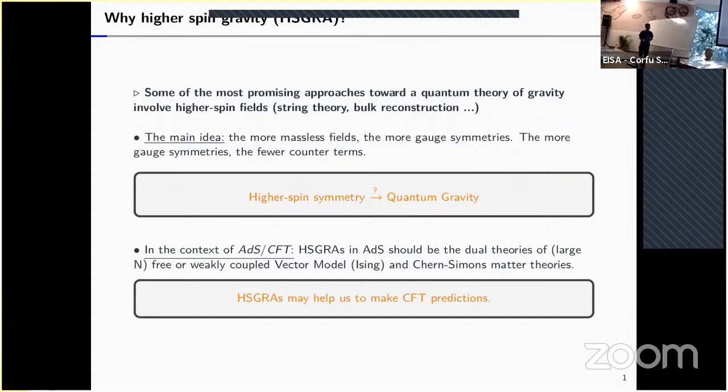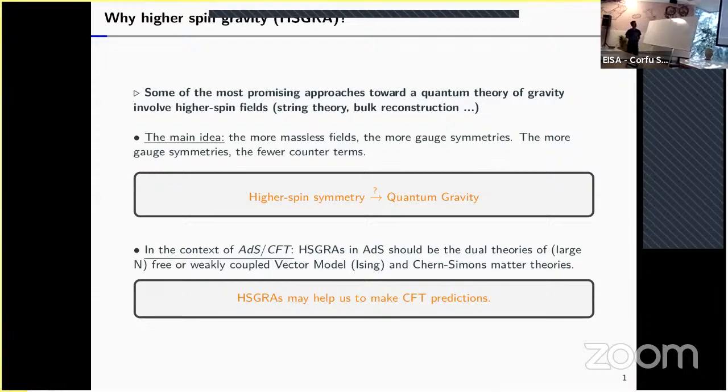As some of you may know, some of the most promising approaches towards the quantum theory of gravity involve higher spin fields, such as string theories or bulk reconstruction via the AdS/CFT correspondence. The main idea behind higher spin gravity is that the more massless fields you have, the more gauge symmetries. The more gauge symmetry you have, the fewer counterterms you have to encounter when you try to quantize some theories of quantum gravity. So in this sense, higher spin symmetries, which are an infinite dimensional symmetry, should be powerful enough to render UV finiteness of some quantum theories of gravity.